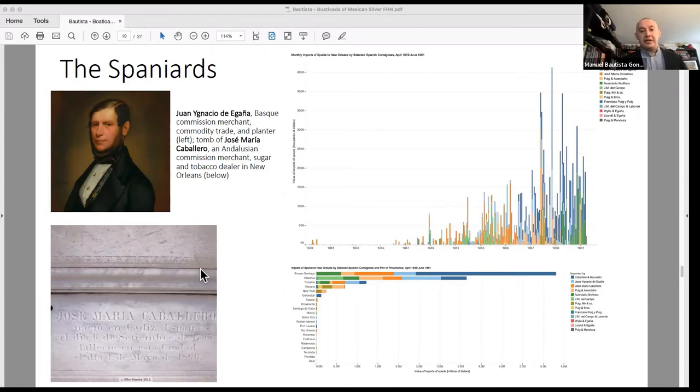José María Caballero was an Andalusian commission merchant, sugar and tobacco dealer in New Orleans. He is involved in trade between New Orleans as an intermediate destination between Europe and Mexico. But then he makes incursions into the local economy of Louisiana as a sugar and tobacco dealer. So he very rapidly diversifies. Juan Ignacio de Egaña, this guy here, was also a commission merchant, but eventually starts reinvesting some of his profits into the local economy by becoming a planter and owner of enslaved people.